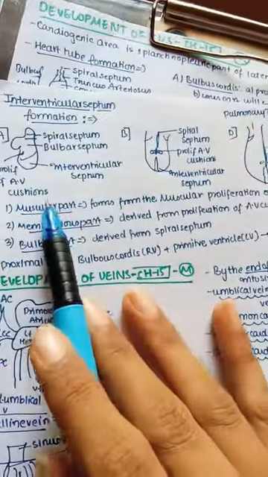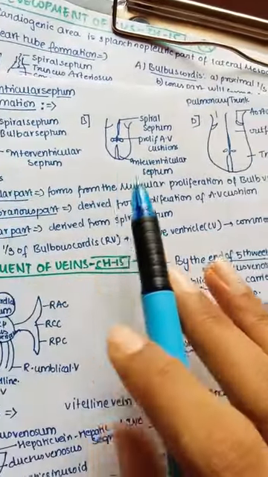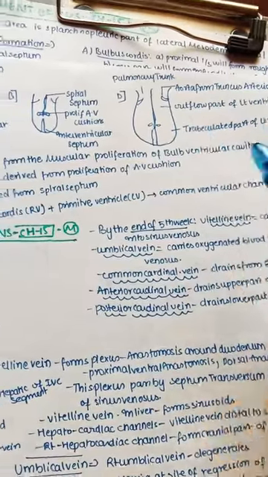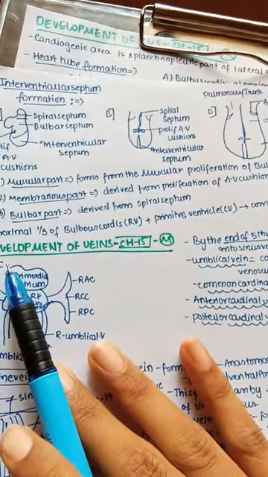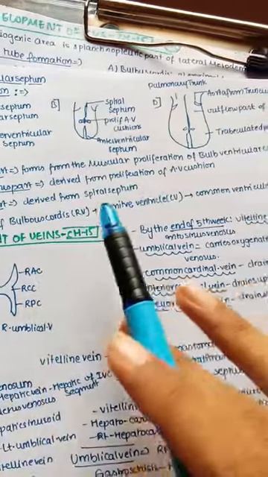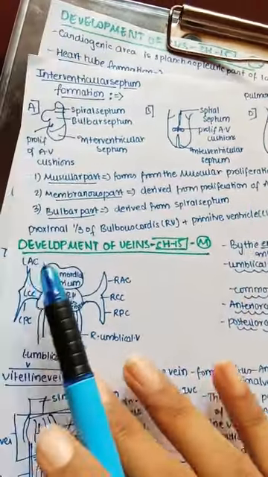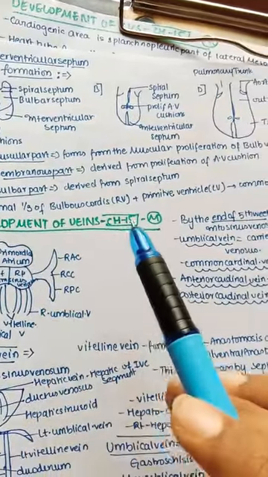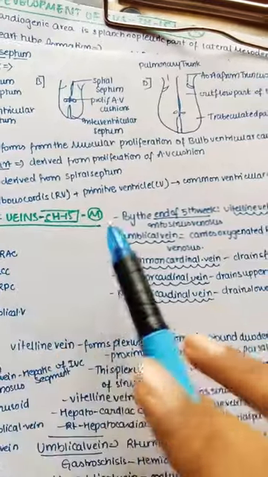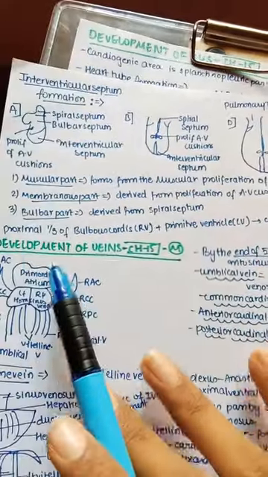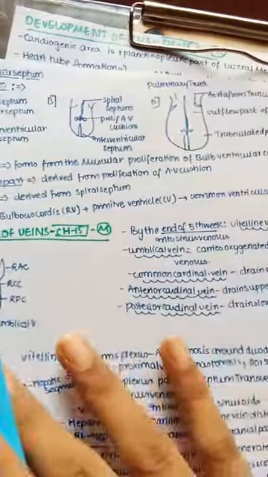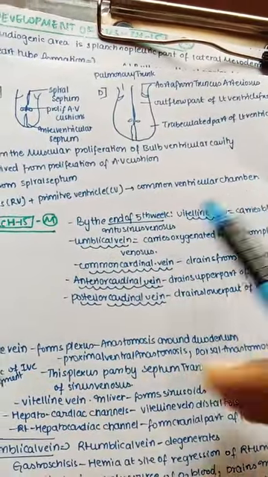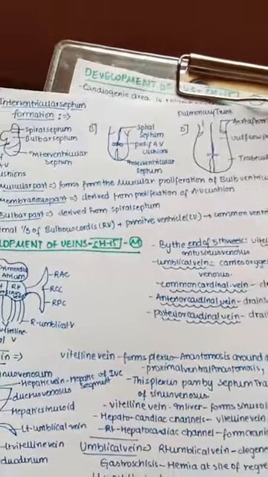Now let us see the muscular part, how it forms. The muscular part mainly forms from the muscular proliferation of the bulboventricular cavity. So this is what leads to formation of the muscular part, and the membranous part is derived from the proliferation of AV cushions, and the bulbar part is derived from the spiral septum. The proximal 1/3 of the bulbus cordis forms the right ventricle, and the primitive ventricle forms the left ventricle. So this is nothing but going to give rise to the common ventricular chamber. So that's it about this.